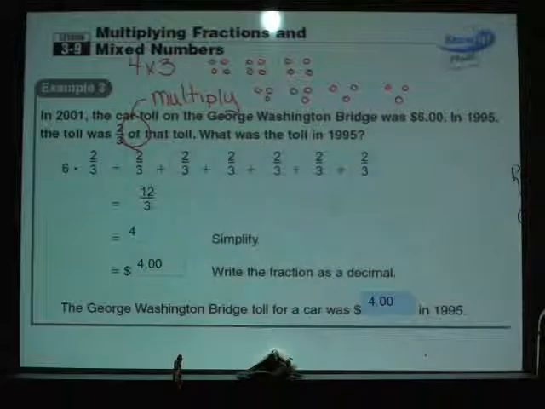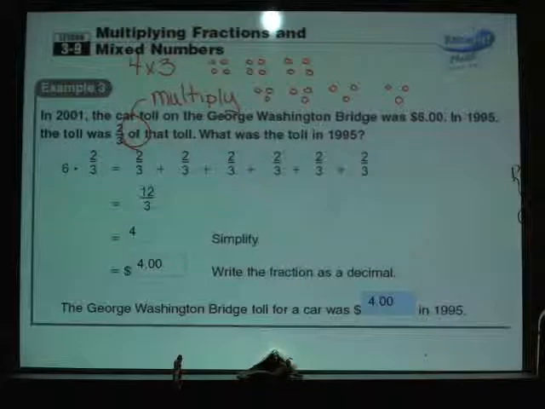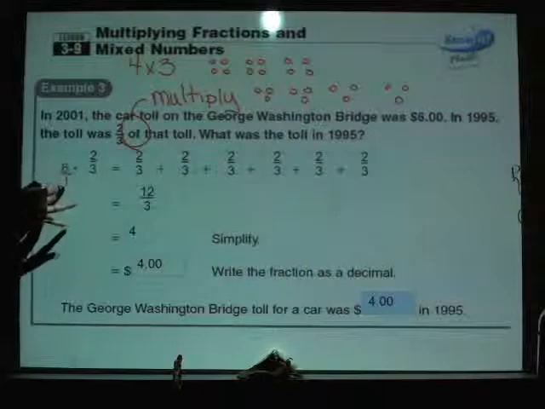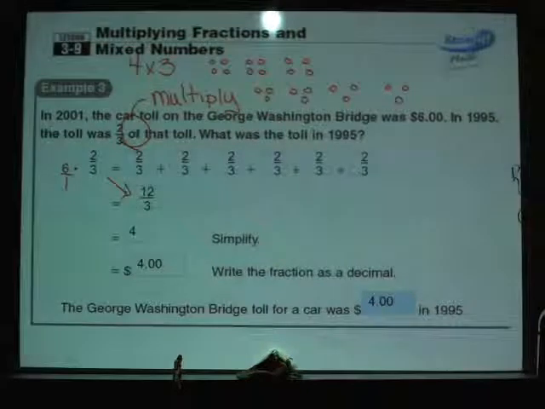Well, they're doing the same thing here. They're doing 6 groupings of 2/3, or 2/3 6 times, which they can then add together using the rules of addition. Now, of course, we could just write 6 over 1 and multiply, which would also give us 12/3 here, which is what we see in the second line of work. It does not matter. Either way shows the same thing. 12 over 3 reduces to 4. And so 4 is the answer. Let's put 4 in context. Remember, the question was, what was the toll in 1995? Well, since the answer is 4, that means the toll was $4 in 1995.